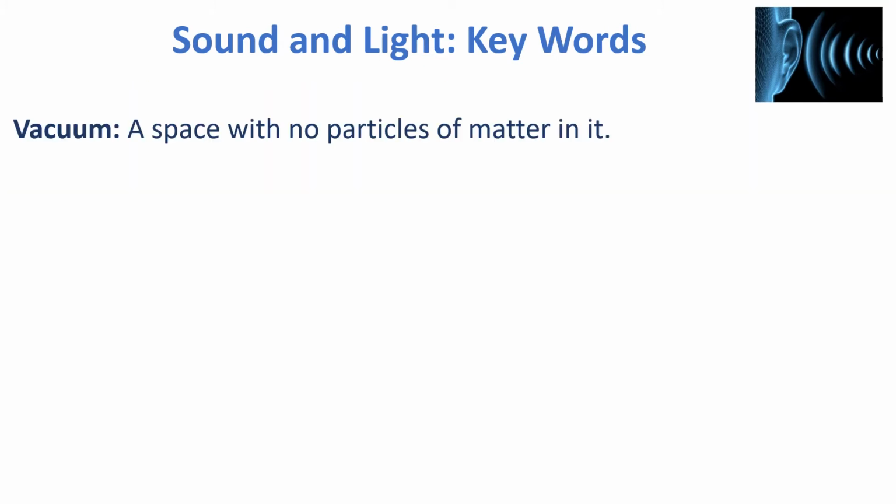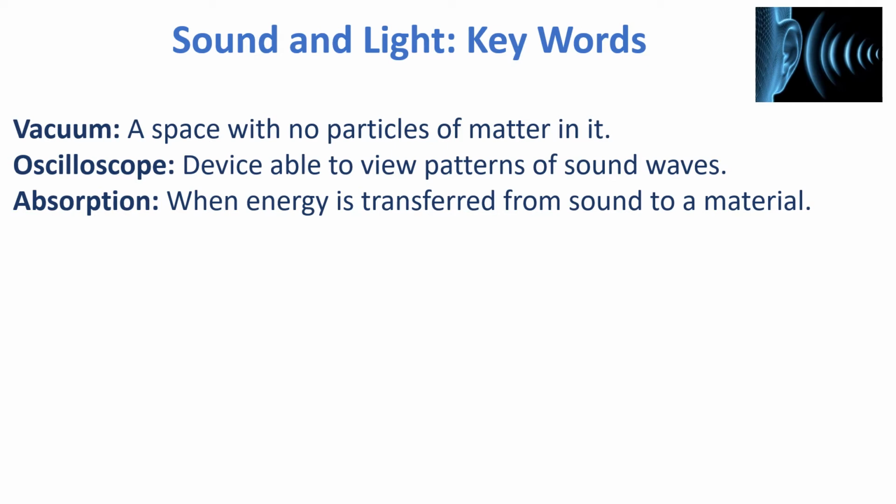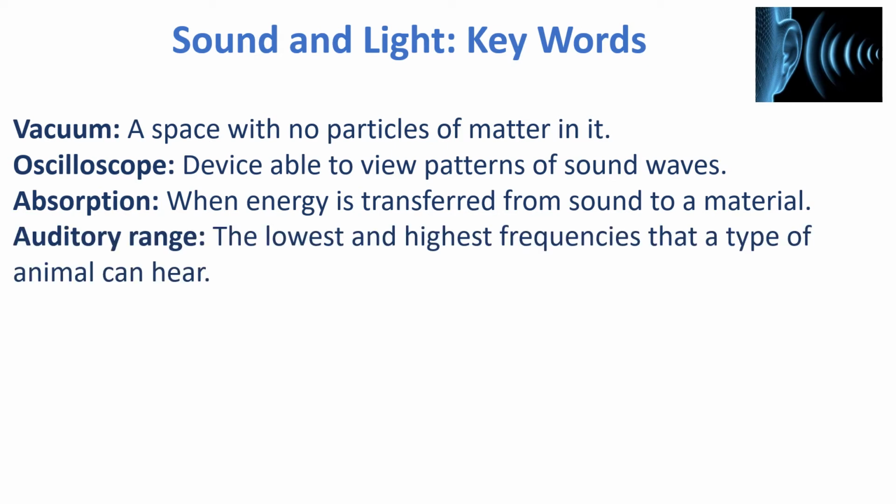Second set of keywords: a vacuum is a space with no particles of matter in it. Oscilloscope, which you'll see, is a device able to view patterns of sound waves. Absorption is when energy is transferred from sound to a material. And the auditory range is the lowest and highest frequencies that a type of animal can hear. And an echo is a reflection of sound waves. Again, pause the video to write these down.